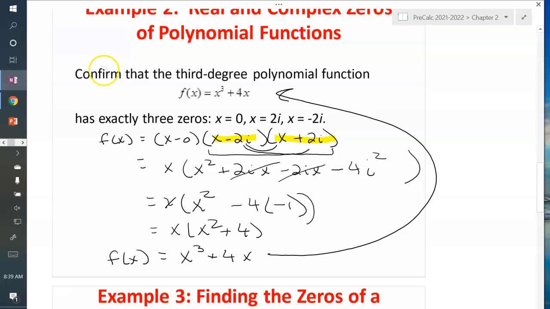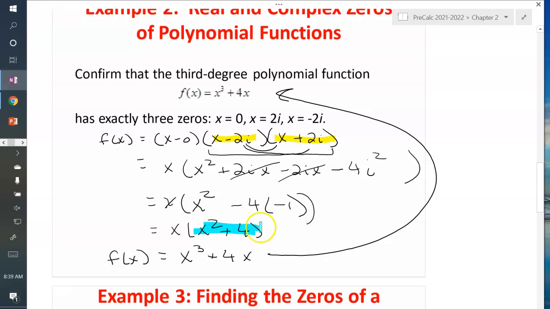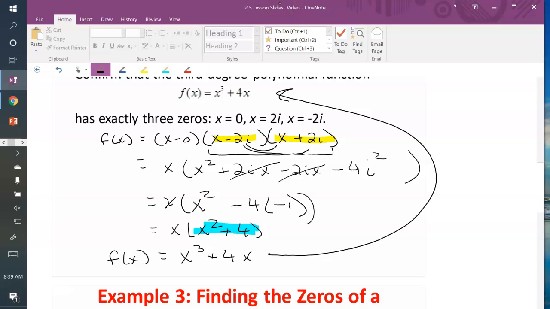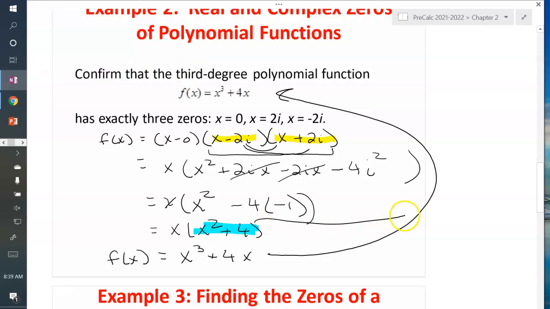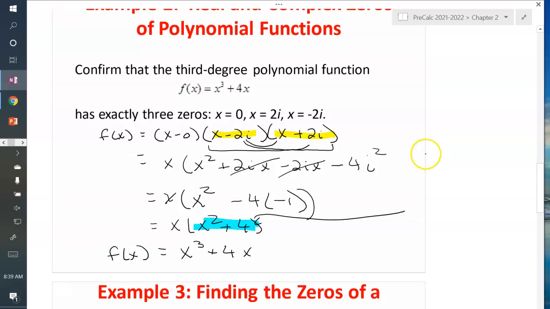I also want to point out that the x squared plus 4 that we got right here, that was a sum of two squares. Let me change colors. Let's erase this. That's a sum of two squares. So the other day when we did difference of two squares, I told you that you couldn't factor a sum of two squares because it goes complex. Now we can use our complex knowledge and factor it.